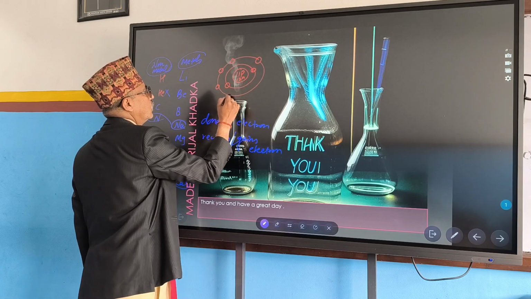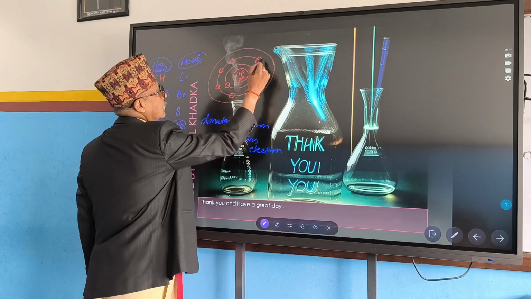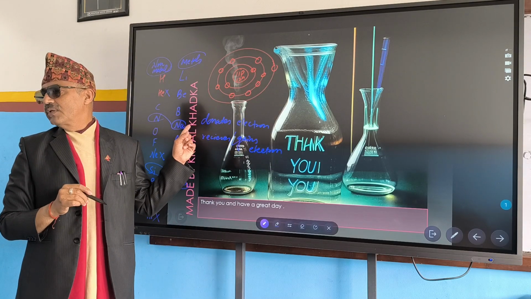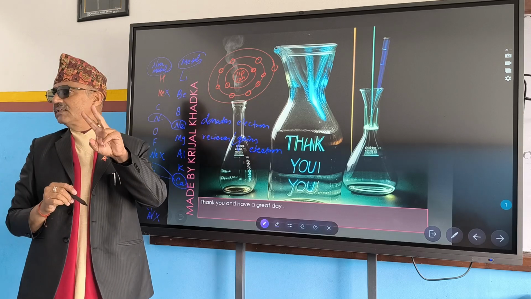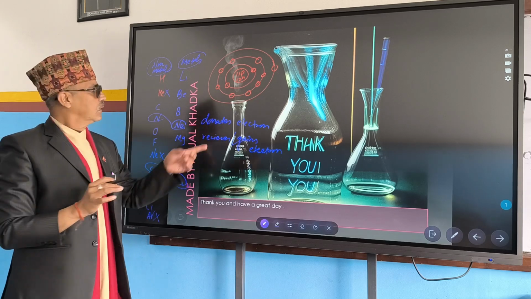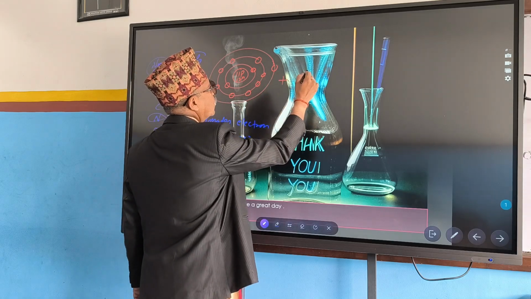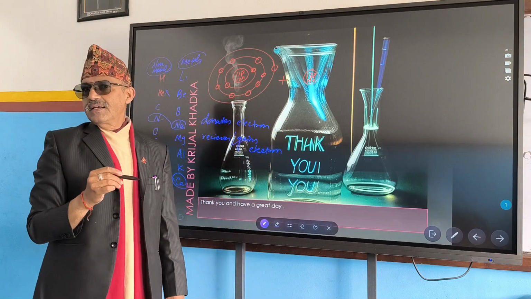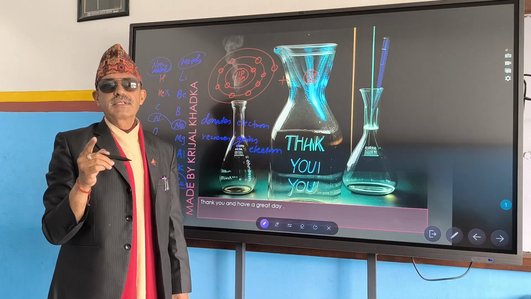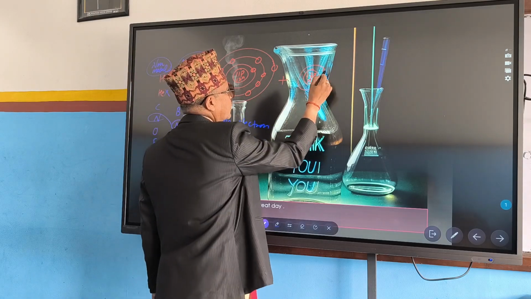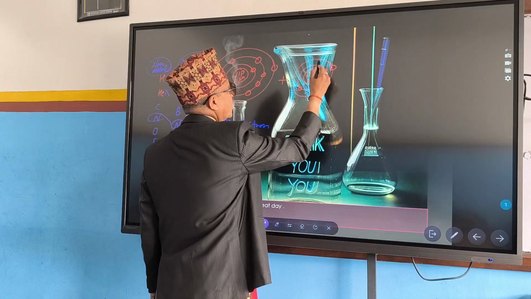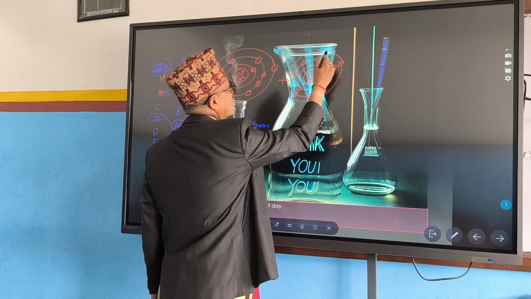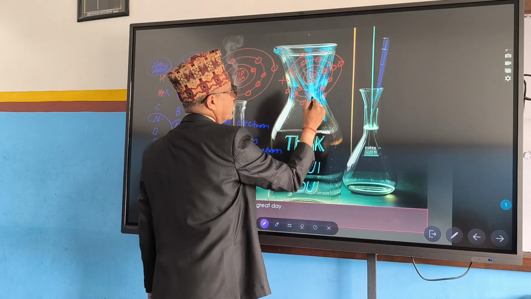2, 8, 1. What is this? Sodium atom. Make your concept clear. I will teach this in two ways. Whichever you feel is easier, you do accordingly. Sodium atom plus 17 protons, 18 neutrons. What is it? Chlorine. In the first orbit, how many electrons are there? 2. In the second, how many? 8. In the third, how many are there? 7.